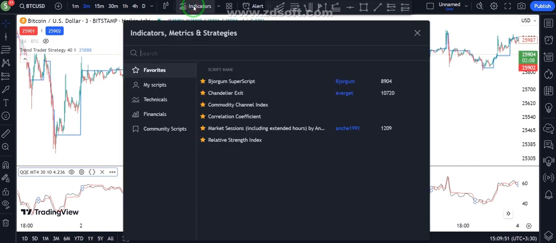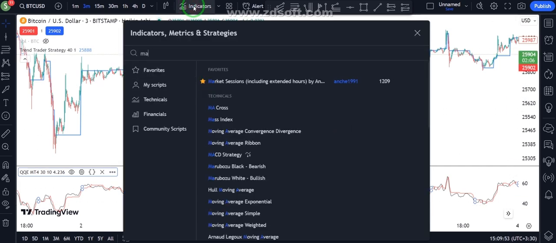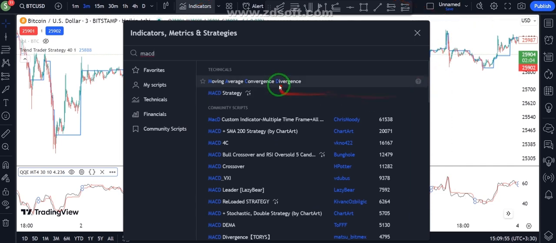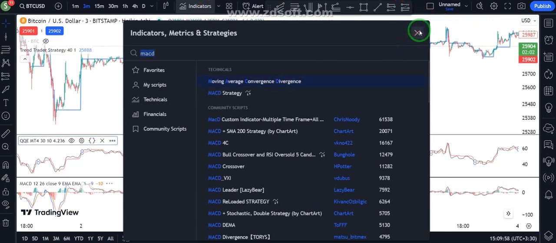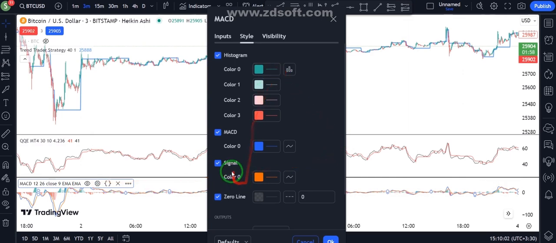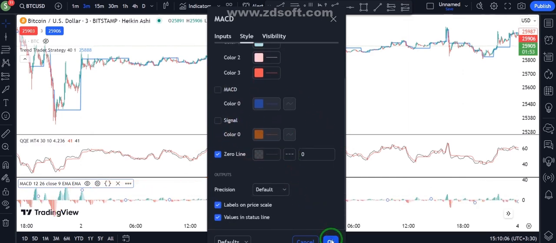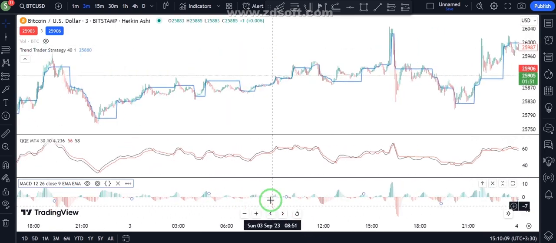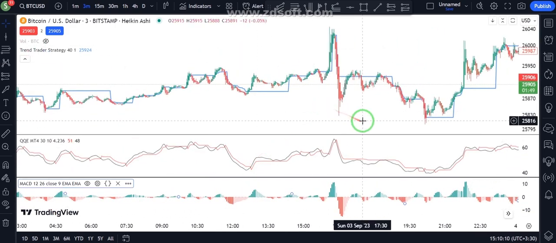And for the end, put on the MACD. Search MACD and put it on the chart. Then go to the settings and deactivate just 2 items. Okay, our strategy is ready.